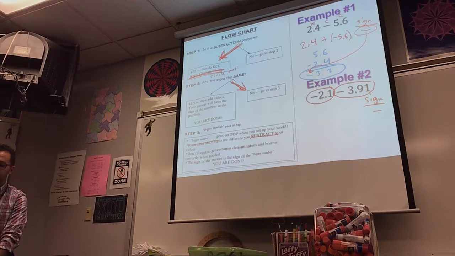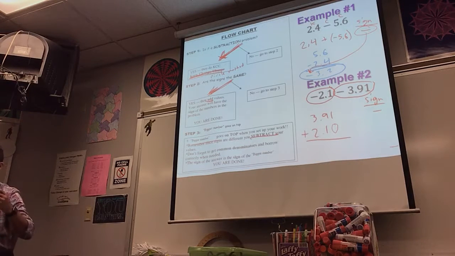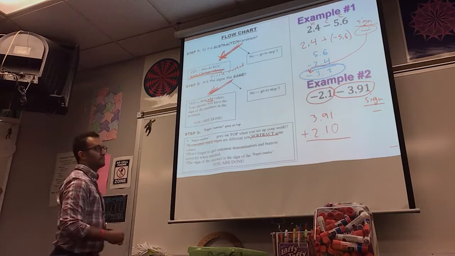Are the signs the same? Yes, they are. So we're going to add these. It doesn't matter the order, so I'm going to put 3.91 on the top. Remember, we can change the order, can't we? 2.1 with a placeholder 0. I'm adding these. Why? Because same sign, add. Right?